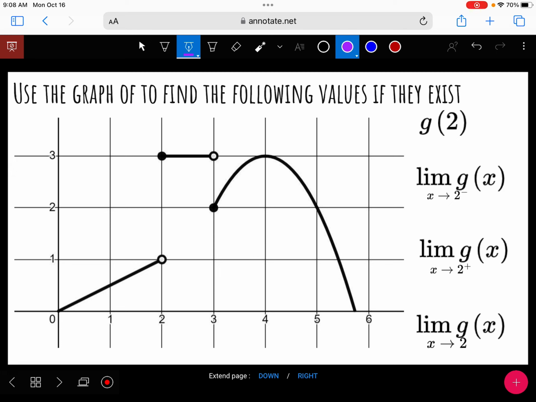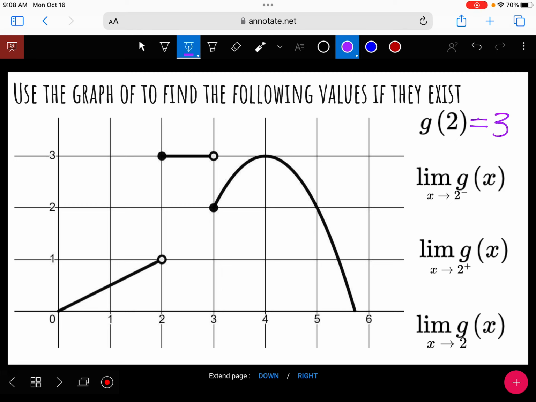Okay? So the first thing we're going to say is, what is the value of g of 2? When x is 2, what's y? 1. There is an open circle right there, y'all. 3. So the value of this function when x is 2 is 3. The value is 3. It is what it is.